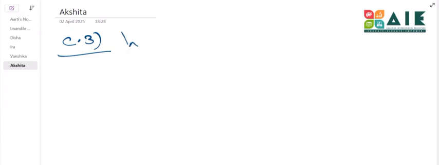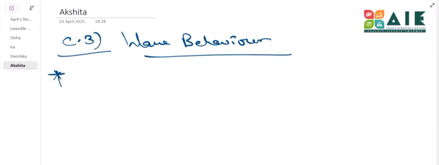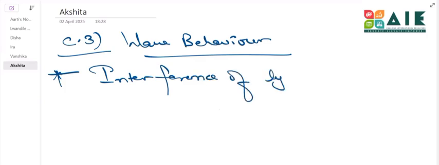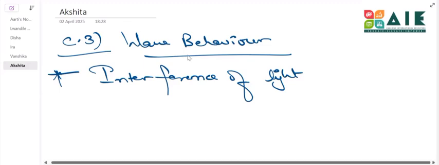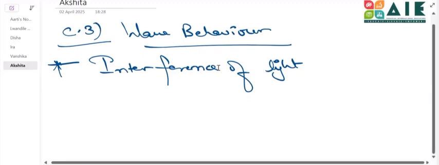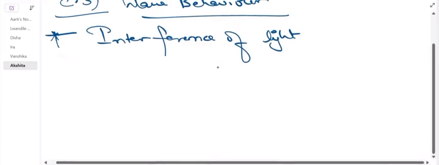In C3, a very small topic is remaining, and that is interference of light. So what we understand by interference of light is, suppose two lights are interfering with each other, which are coming from the same source, and they both are coherent in nature. Let me draw the diagram for you first.